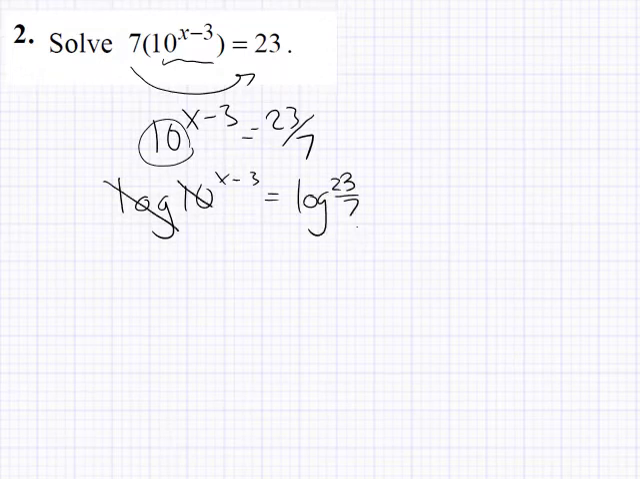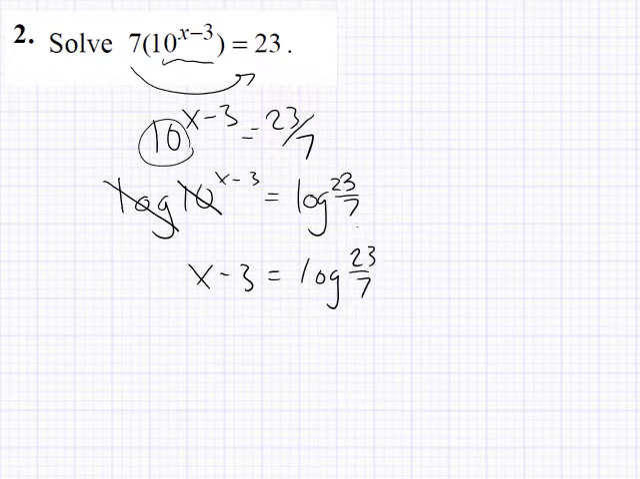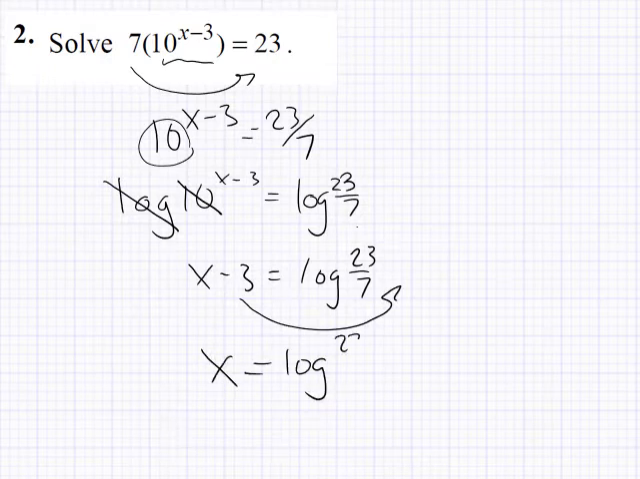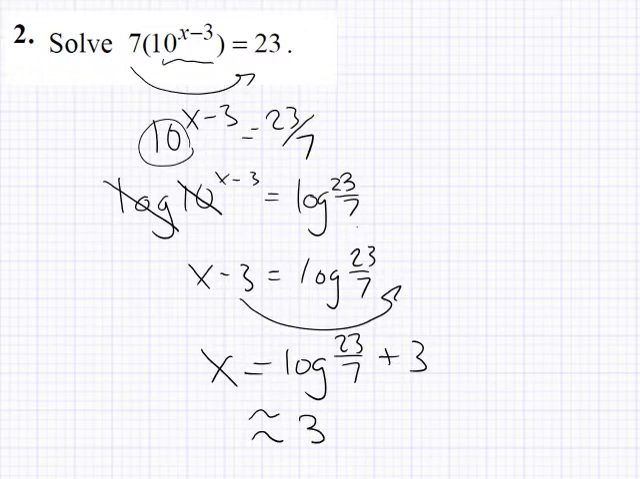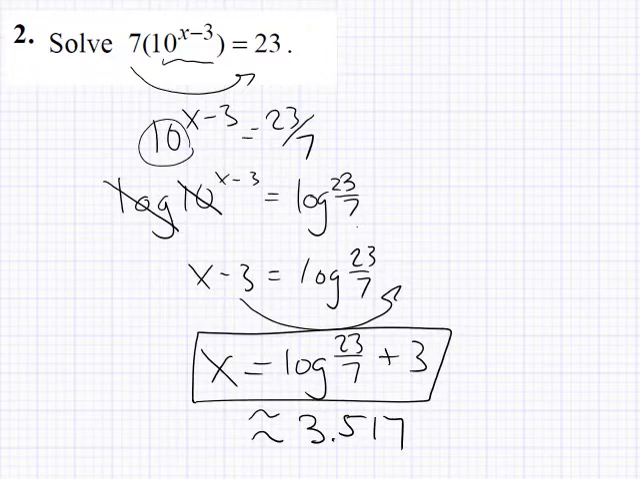That allows us to cancel this 10 as the exponential. Now we have x minus 3 equals log of 23 over 7. Add the 3 to the other side, and you've figured out what x equals. And if you wanted to get an estimate of what that really was, you could plug that in your calculator and you would get about 3.517. But this is the exact answer.